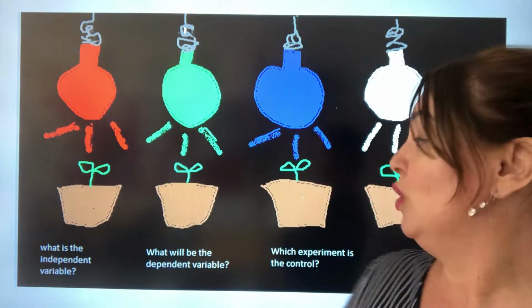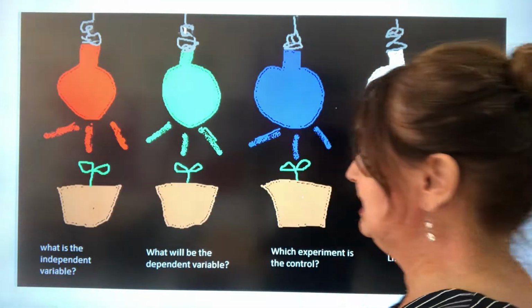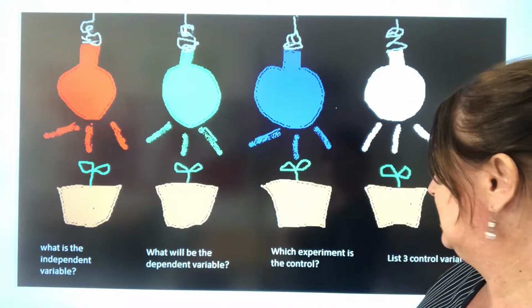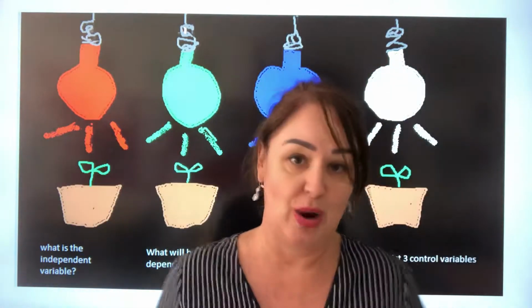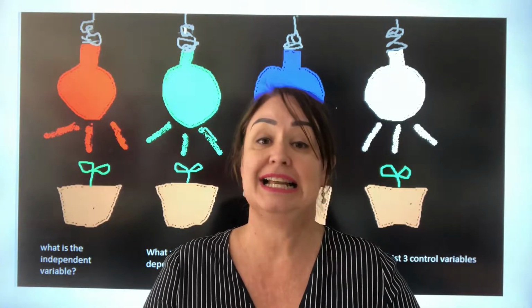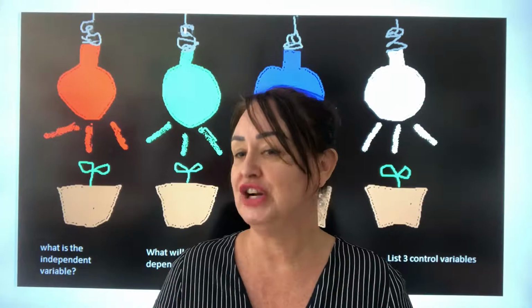So what we're going to do? Well, you're going to plant seedlings, you're going to expose each of them to a colour of light, and then you're going to leave them roughly for about a week, and then you're going to come back and measure the height of the seedlings to see which one has grown more, for example.